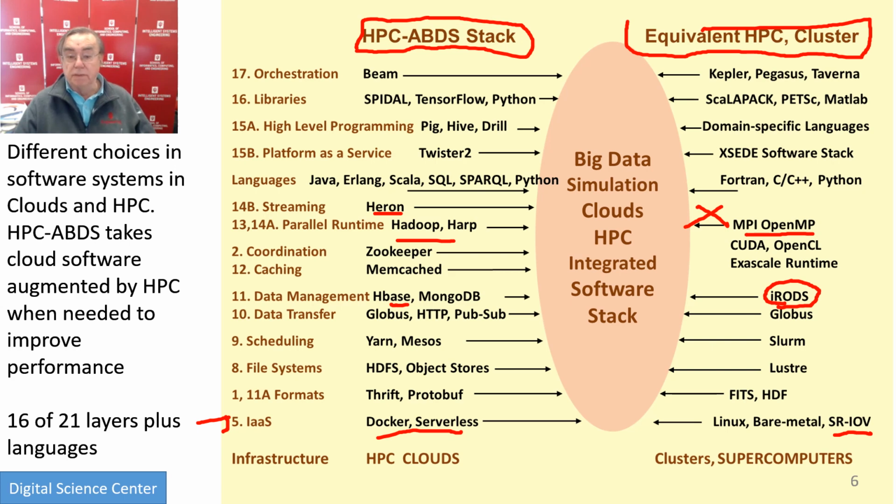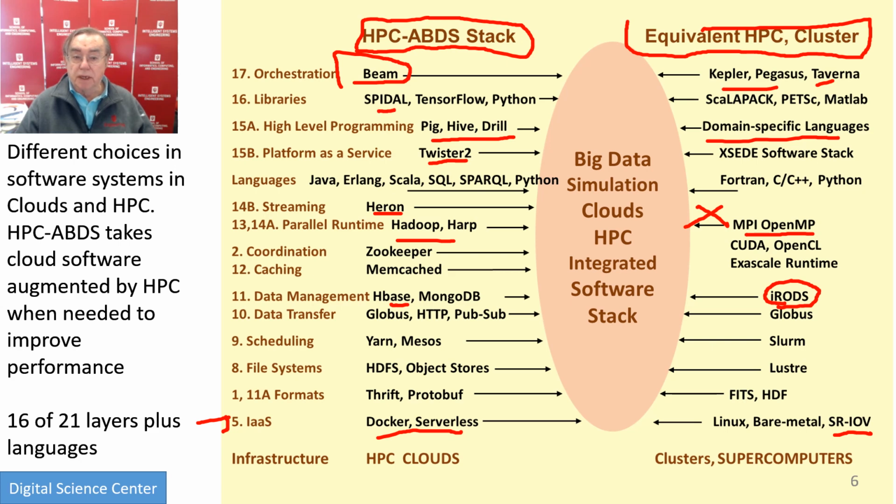And there's lots of runtime being built for exascale machines. High-level programming is Pig or Hive or Drill on the big data side, and domain-specific languages on the cluster side. I had the nerve to put Twister2 as platform as a service. That's our own system. But there is endless, if you just look at level 15B, you'll find lots and lots of examples in the big data space. Orchestration is Google Cloud Dataflow up here, which is Apache Beam. And then on the cluster side, you have Kepler, Pegasus, Taverna.